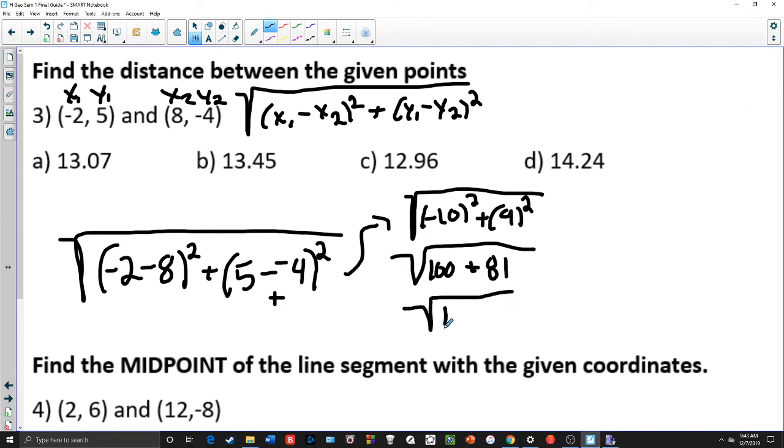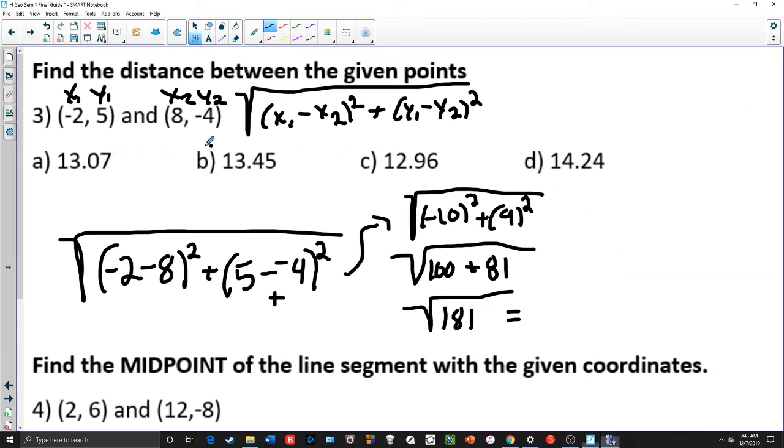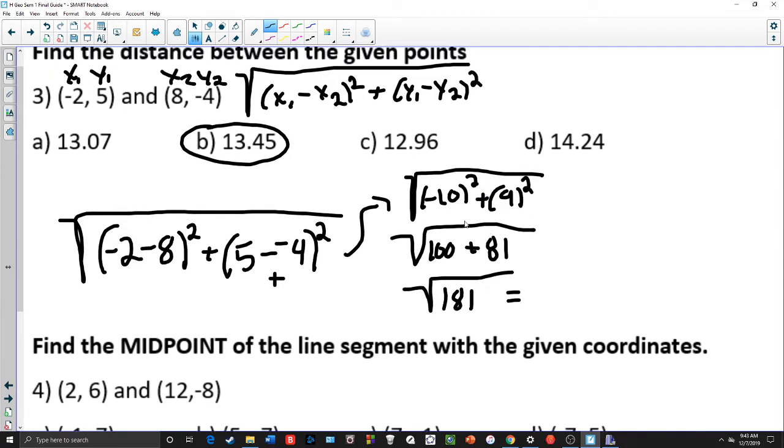You add them together and you get 181. And then we square root 181. On your calculator, that's second, square root, 181. And we end up getting 13.45, which would be this one right here, 13.45. So that's the distance formula.